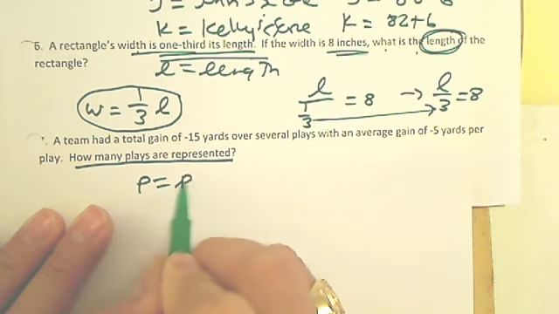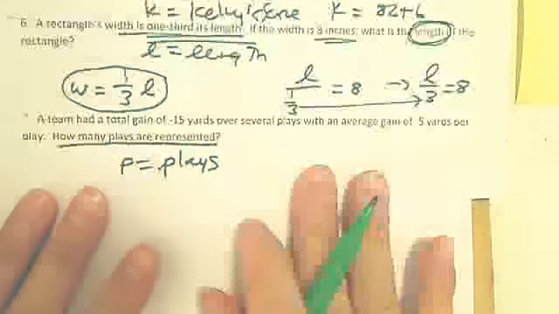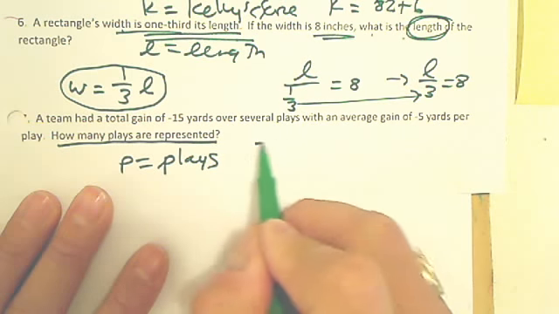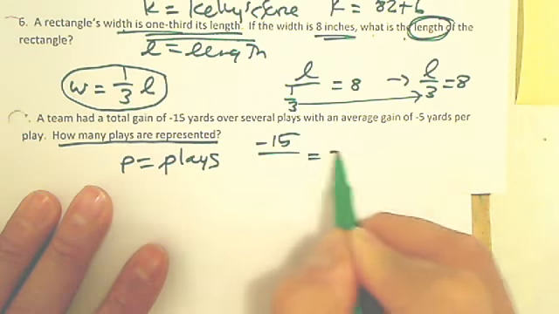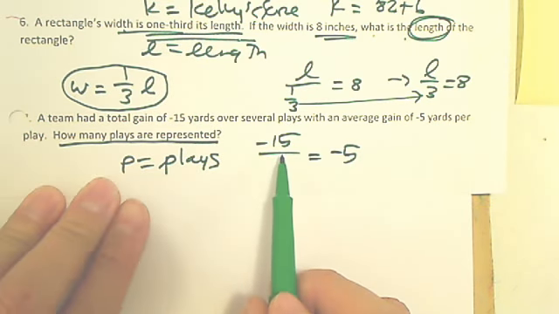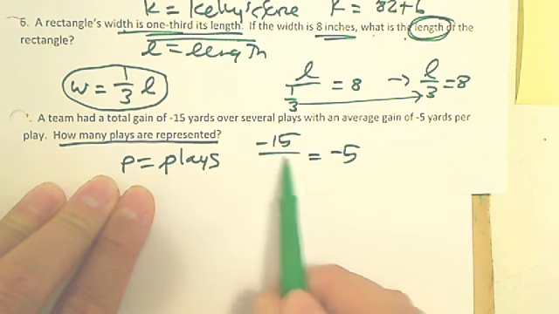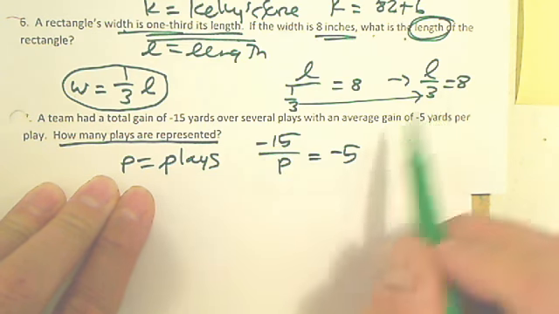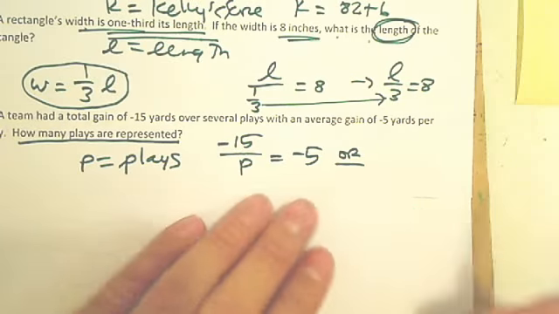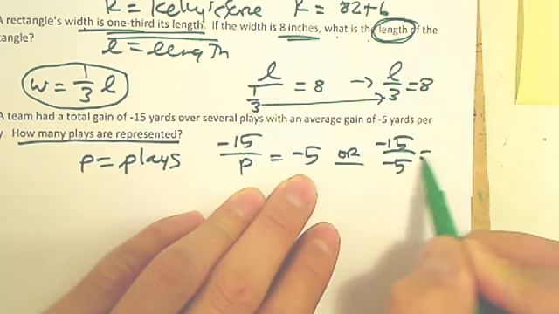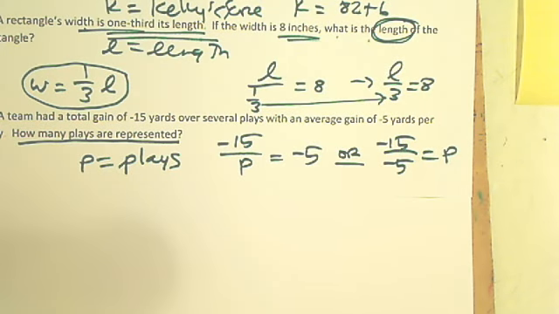Well, if you let P equal the number of plays, there are actually 2 ways to solve this. If we know that negative 15 is the total yardage, and that each play was negative 5, what letter would have to go right here? P. Or another way to solve this, negative 15 divided by 5 equals the number of plays. Both ways show the same answer. So if you were to solve it out, how many plays did they play total? 3. Did they gain every time? No, they kept getting pushed back and pushed back. They didn't gain yards.